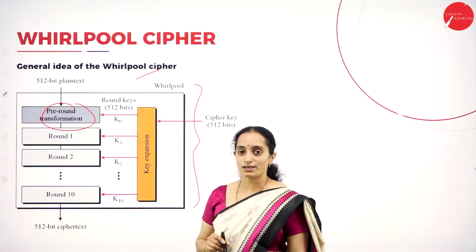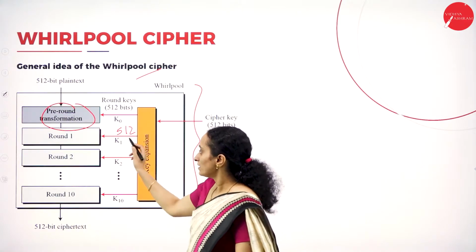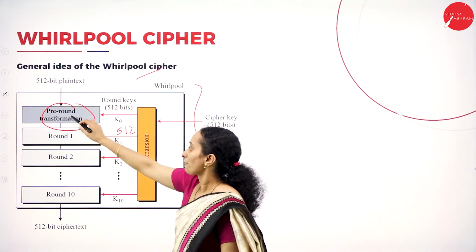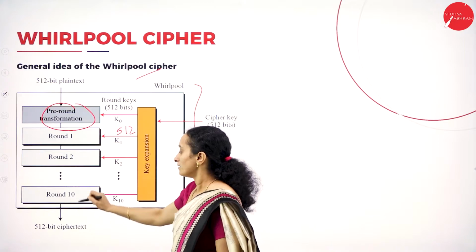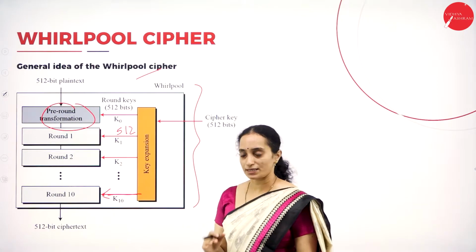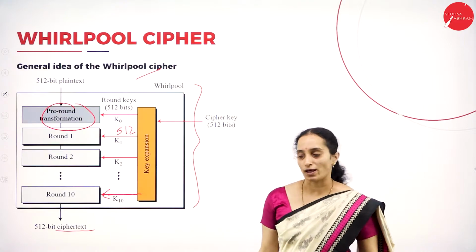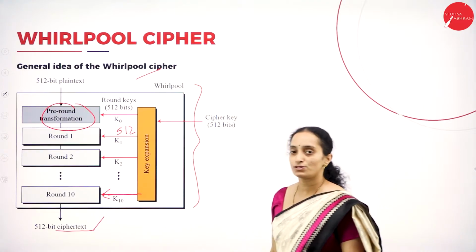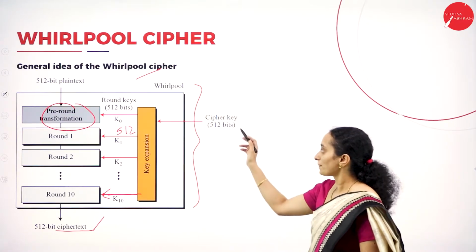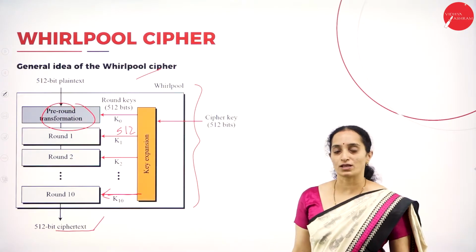And again another round key with 512 bits. Again it has 512 bits. It will be given to round 1, and the cipher text from the previous transformation will be taken. There will be round 10. We can transform it. So we will apply the same method for all 10 rounds and we get 512 bits of cipher text. So we use the AES cipher along with the Whirlpool concept. Okay, this is the general idea of the Whirlpool cipher method, how you can use it.